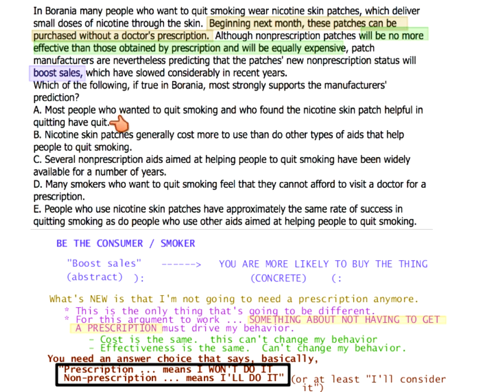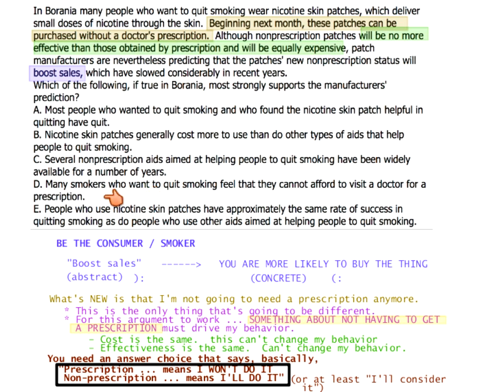This is saying that the nicotine patch is not total garbage, but this is not necessarily telling me that I'm going to do it now. Same thing, they cost more to use than other things, but I already know how expensive it is, so this is not changing the landscape of anything. Same thing, there are other things aimed at helping people quit. But we're not talking about whether I will buy those other things. We're talking about whether I will buy this patch.